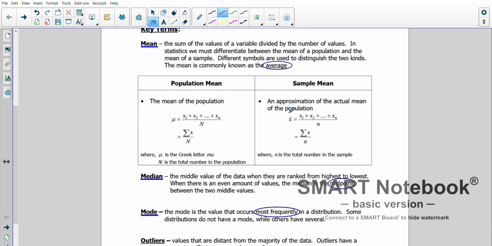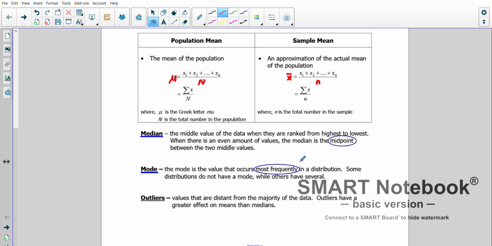Just for notation purposes, if you are taking the mean of an entire population, you're going to use the Greek letter lowercase mu. And when you divide by the number of values in the population, it's a capital N, as opposed to if you're taking a sample mean, a mean from a sample, you use this little notation. It's x with a bar on top, either called x bar or x hat, and the number of values is notated with a little n. So they're the exact same formula, just different notations.